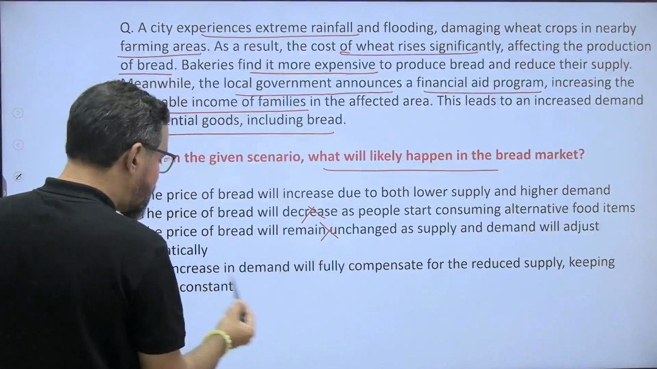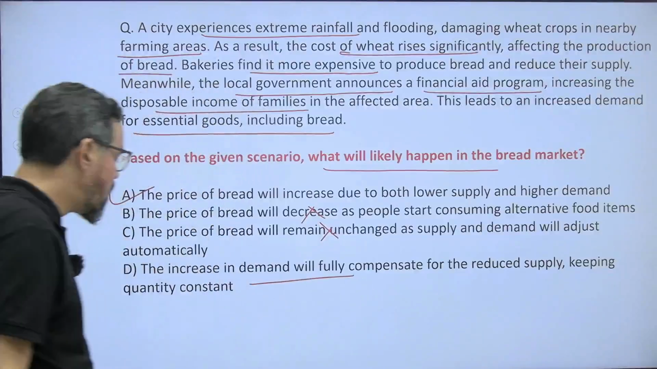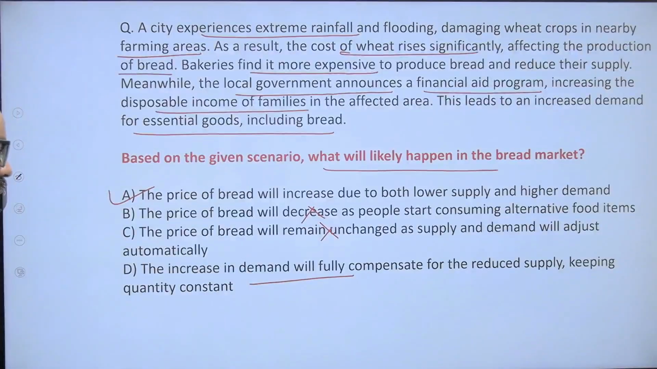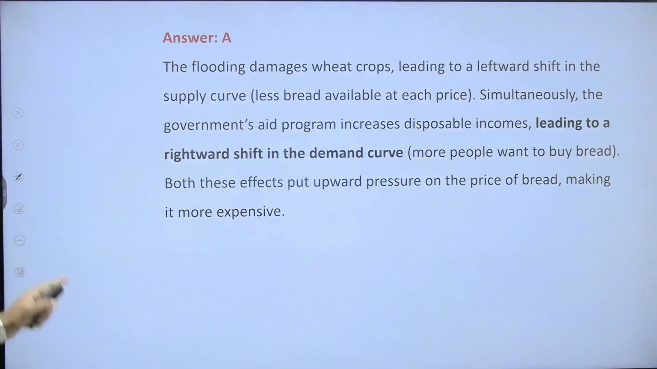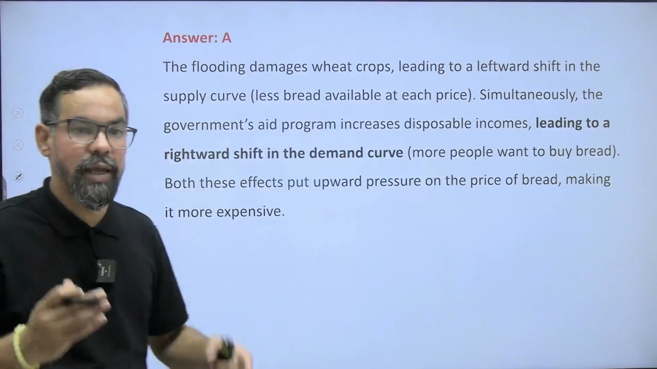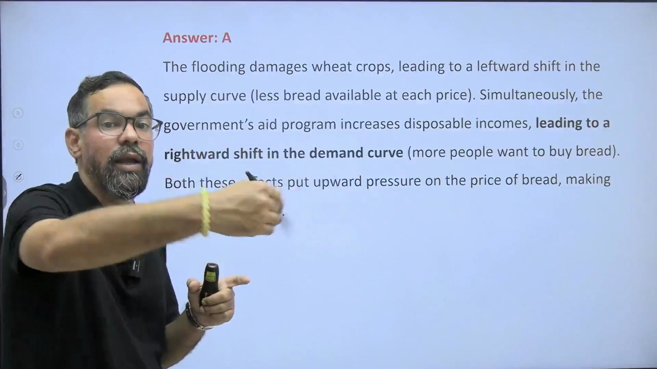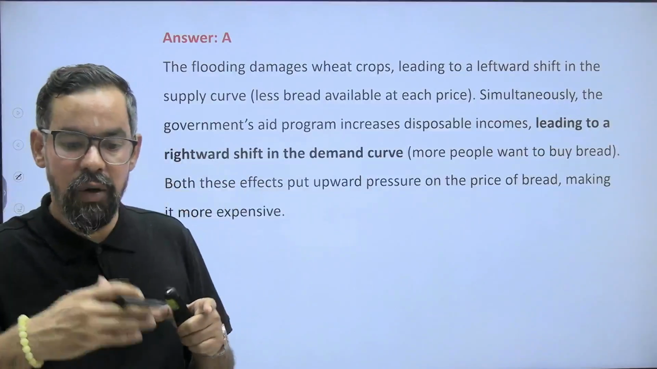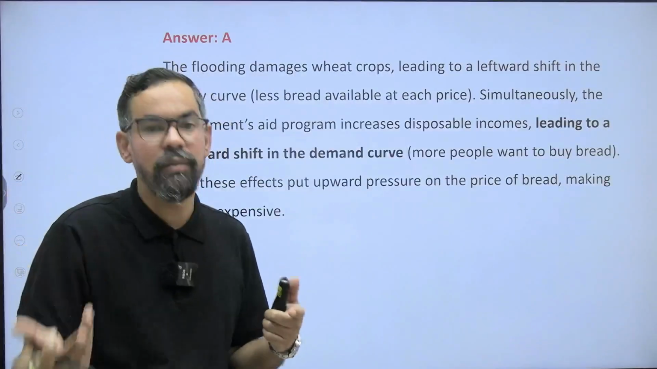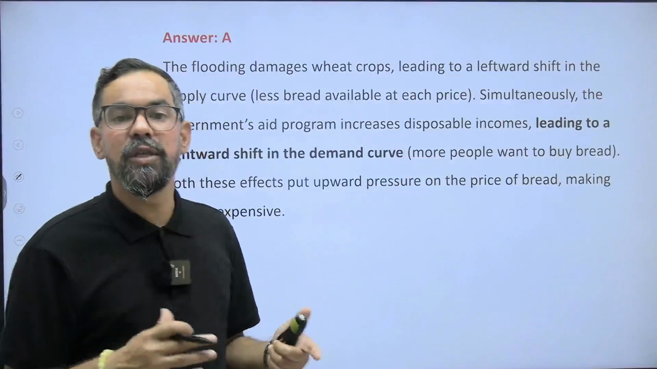No. The increase in demand will fully compensate. No. Option A should be the right answer for this one. Yes, in both ways. There is less supply, so we have limited items. On the other side, the income effect. The government reduces the taxes or increases the disposable income. That means reduced taxes, so people will have more money.